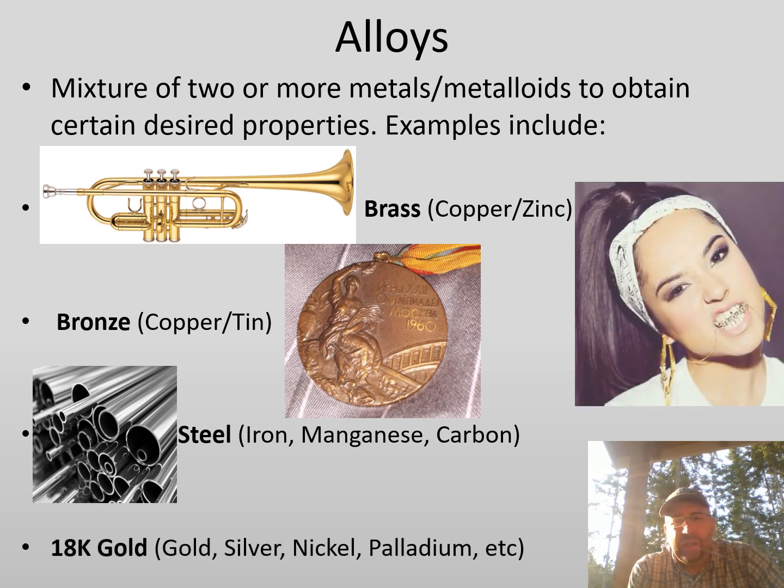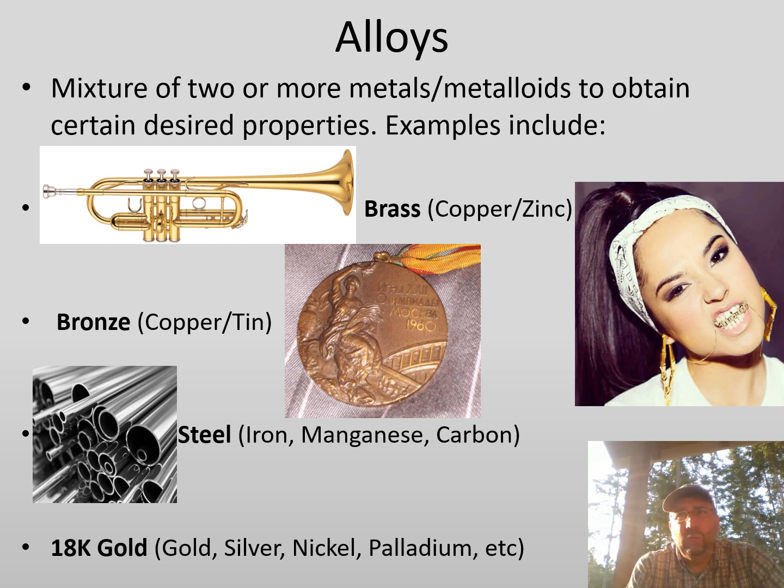Even gold is often alloyed. Instead of using pure gold, which is extremely soft and can be damaged, you may want your jewelry or other equipment to be a little more structurally rigid so it's not easily bent or dented. And so you can add other metals to it like silver or nickel or palladium to create alloys of gold.